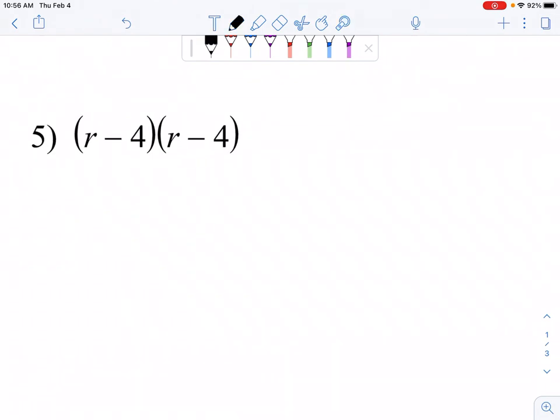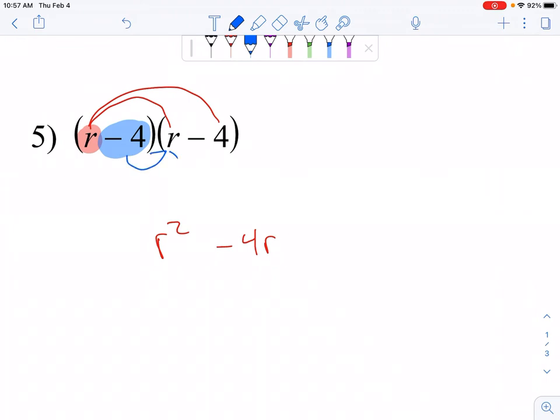All right, here's another example. For this one, I'm going to use double distribution. I'm going to take my first term and multiply R times R, R squared, R times negative 4, negative 4R. And then I'm going to take my second term and distribute. So negative 4 times R is negative 4R. Negative 4 times negative 4 is positive 16.